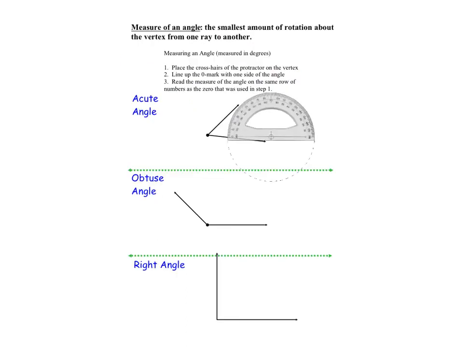All right, measuring an angle. Measuring an angle is finding the smallest amount of rotation about the vertex from one ray to another. In order to measure an angle, we place the angle, which I will do right here, and we put its vertex, let's call its vertex B, right here. Just because of the recording, I'm going to have to estimate what this would look like.